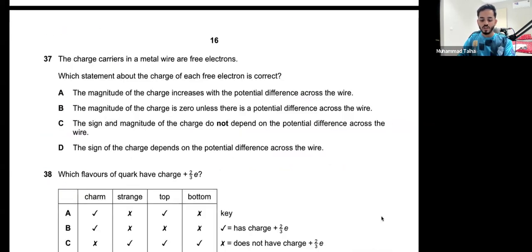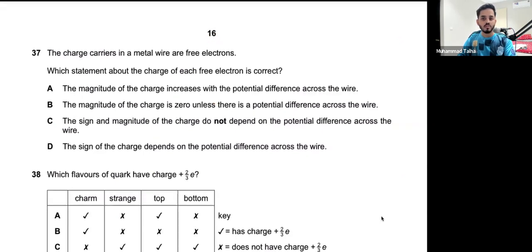On to 37. Charge carriers in a metal wire are free electrons. Which statement about the charge of each free electron is correct? Magnitude of charge increases with potential difference. No. Magnitude of the charge is 0. No. Sign and magnitude of the charge do not depend on the potential difference across the wire. True. For a charge carrier, it does not depend on the current or on the potential difference. So this is also wrong.